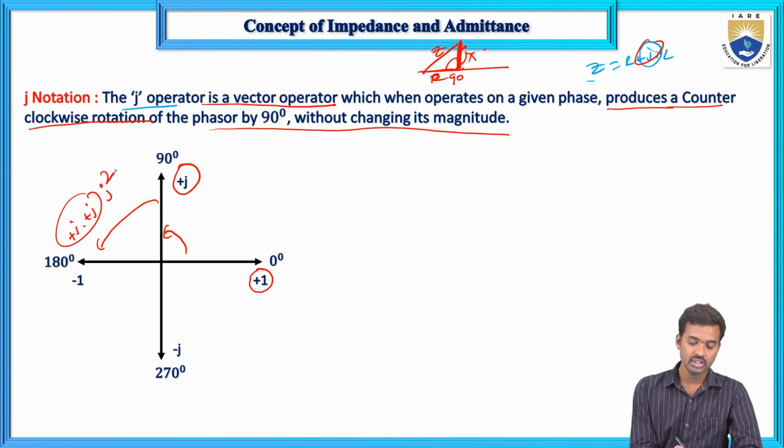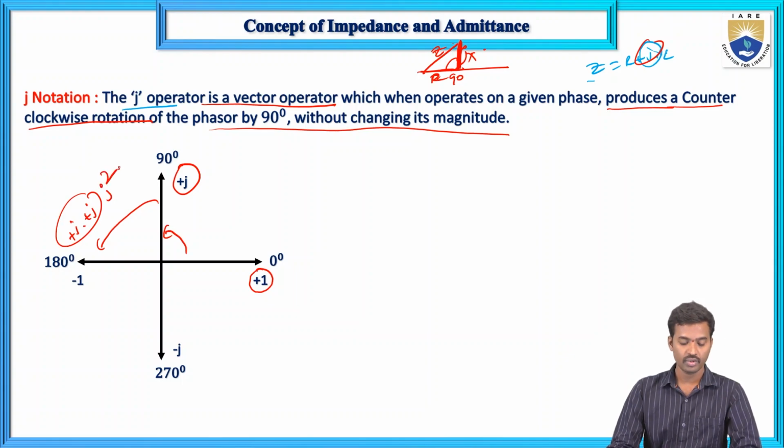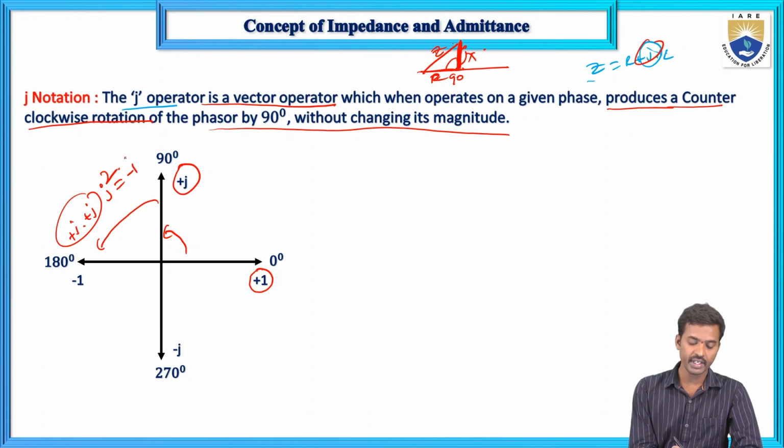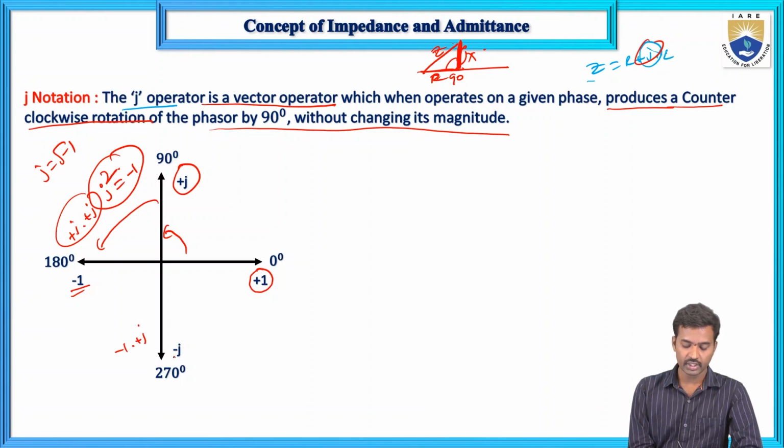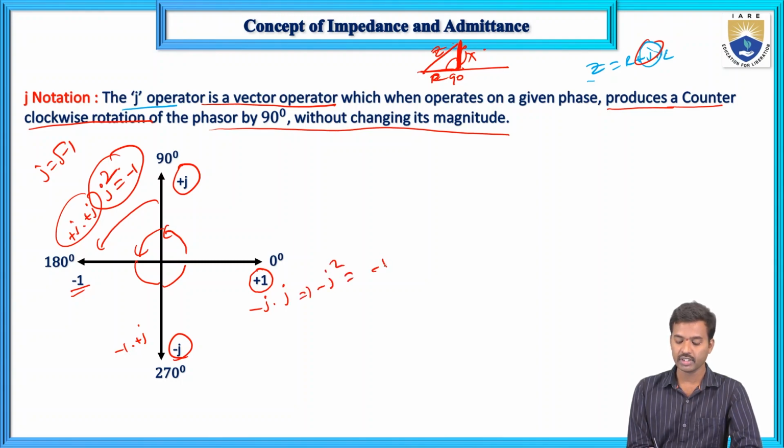So this is the J square. J square equals minus 1, or J equals the square root of minus 1. Next, minus 1 into plus J again, so next is minus J. And minus J into J again, that equals minus J square, which is minus into minus 1. So that equals 1.